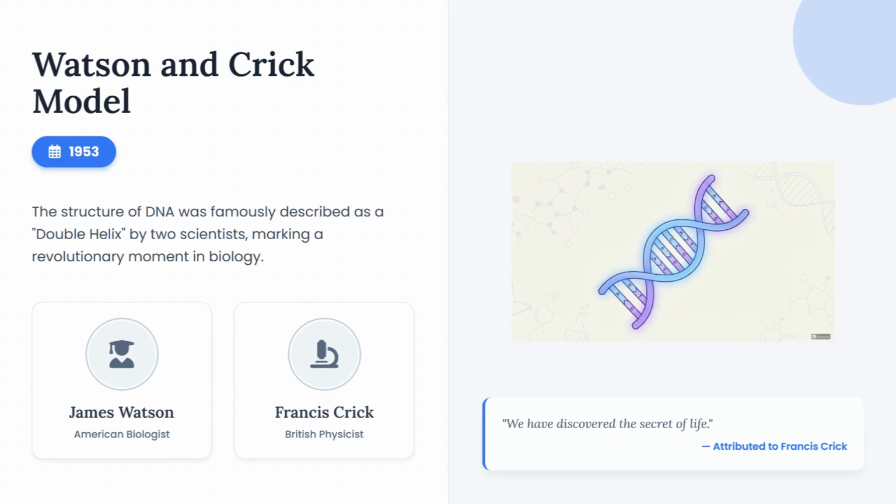James Watson and Francis Crick, using critical X-ray diffraction data from Rosalind Franklin and others, proposed this three-dimensional double helical model for DNA. This wasn't just describing a shape, it immediately suggested how DNA could replicate itself and pass on information. The quote, whether exactly said or not, captures the monumental importance of this discovery. It laid the foundation for all of modern molecular biology and genetics.